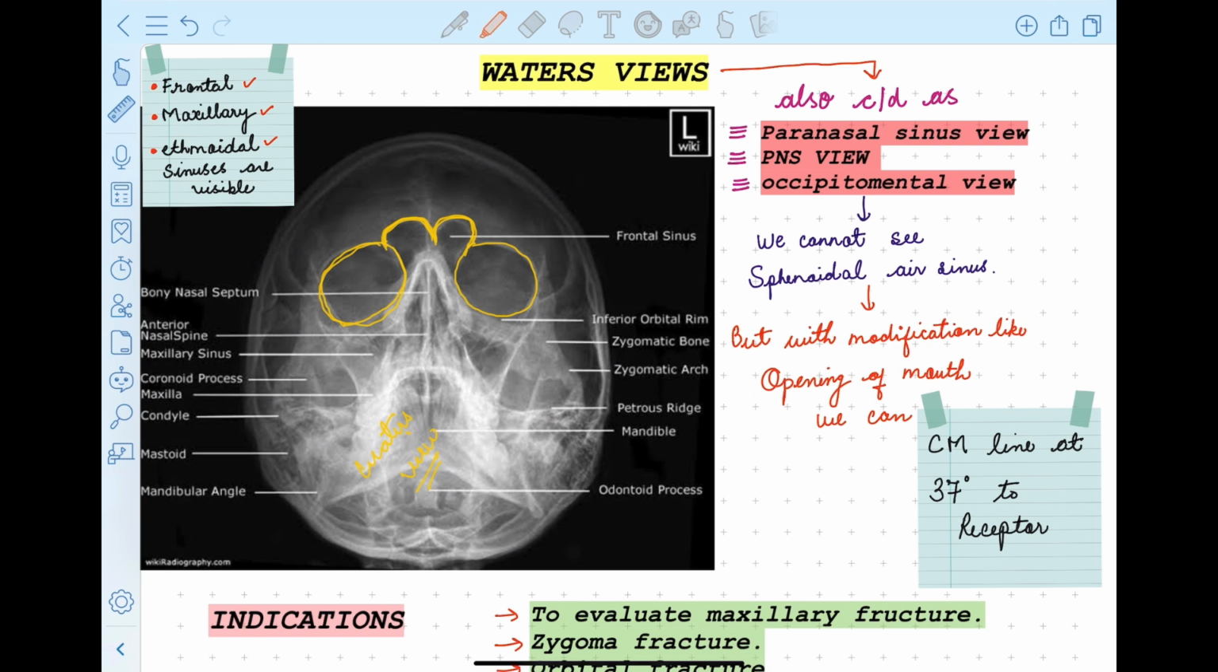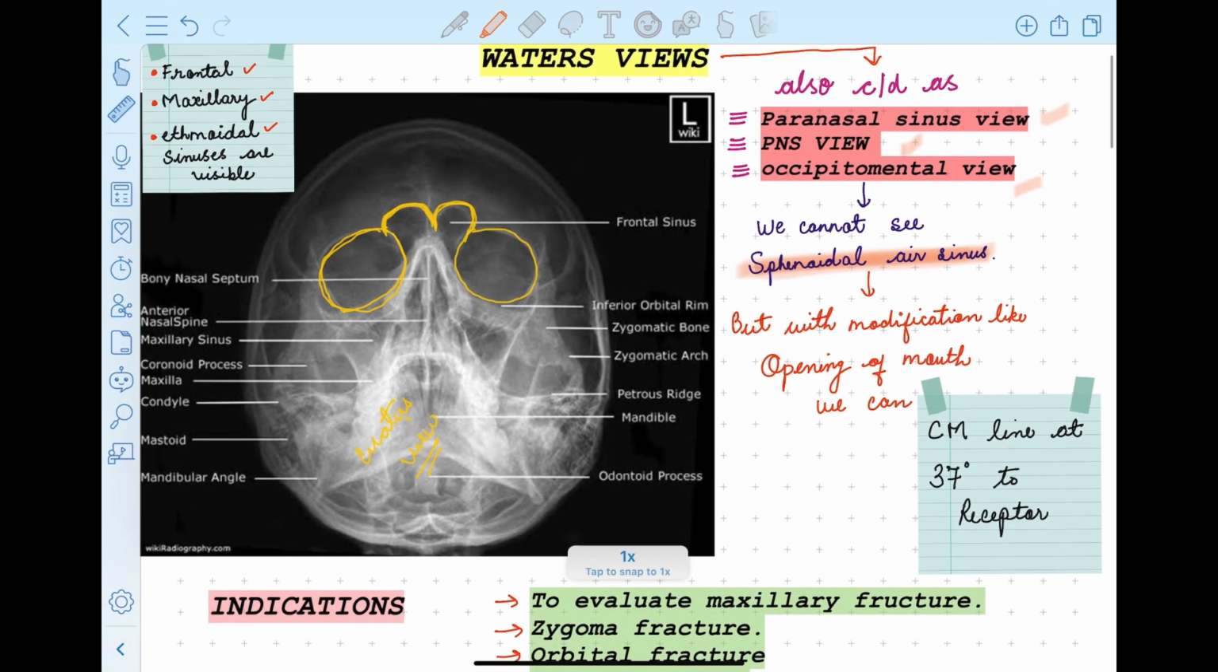Waters view, also called paranasal sinus view, PNS view and occipitomental view. Okay, so in this Waters view, we cannot see the sphenoidal air sinus. In this view, we are able to see all the sinuses except the sphenoidal air sinus. But with certain modifications like opening of the mouth, we can see the sphenoidal air sinus also.